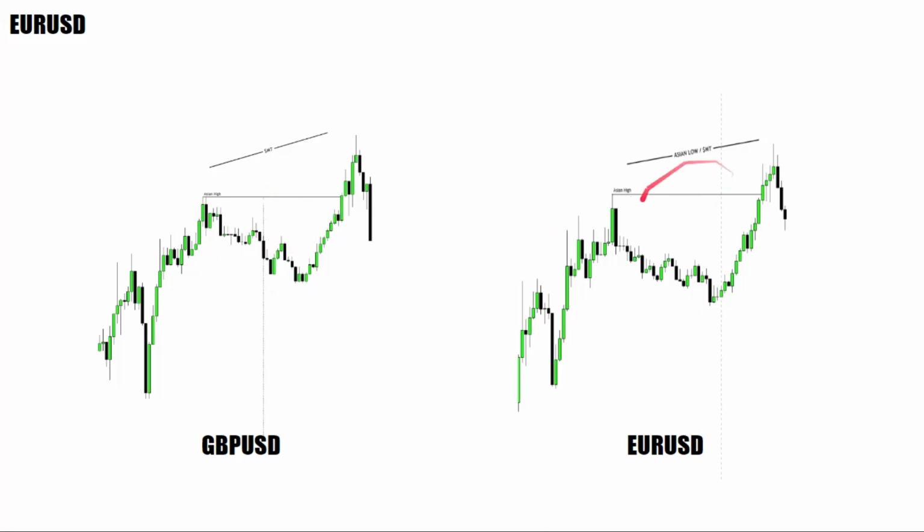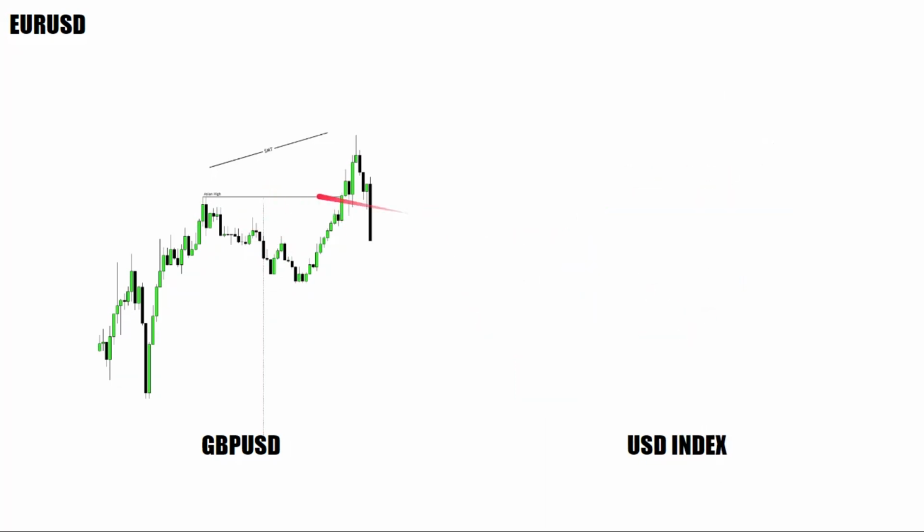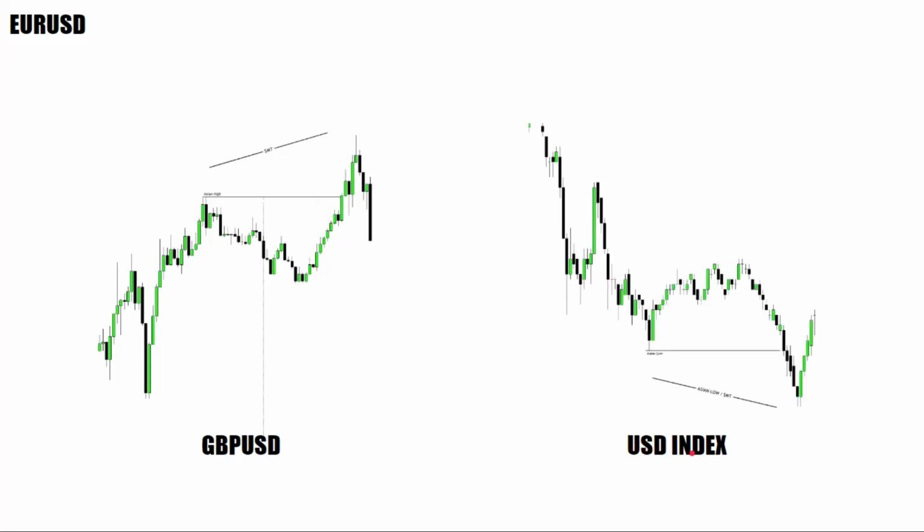So if it's not presented, let's say I'm looking to take shots on GBP USD, and it's not presented on Euro USD, I move to the dollar index. If you pay attention, GBP USD swept the Asian high, and the dollar index, DXY, swept the Asian low. Meaning that when GBP USD is bearish, the USD index is bullish and Euro USD is bearish. Those are pretty much the basics of understanding market correlations.